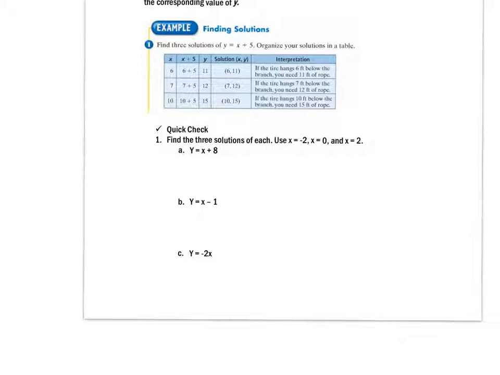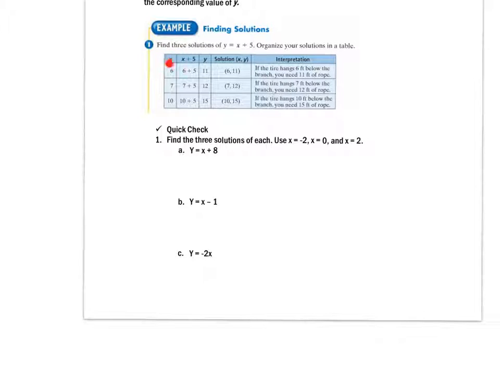You are going to be creating a table whenever you come up with your answers, very similar to this one here. You're not going to have to give me the interpretation in your table, but I am definitely going to be looking for x and y's solving and solutions. So find the three solutions of each, 6, 7, and 10.